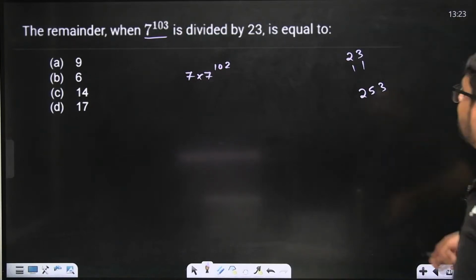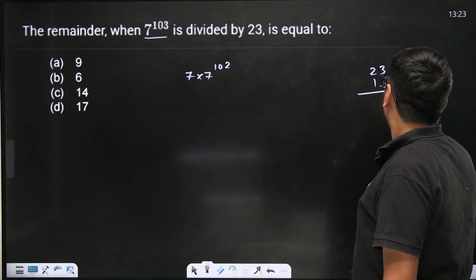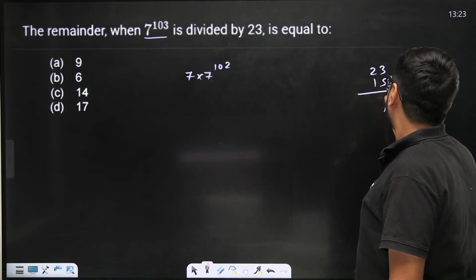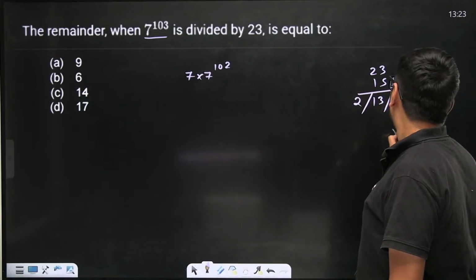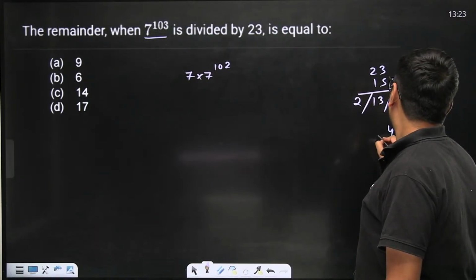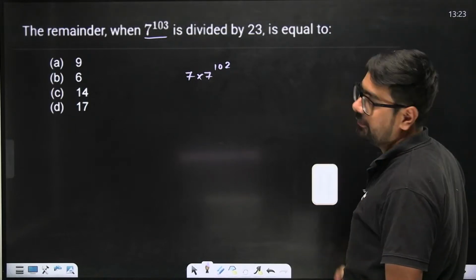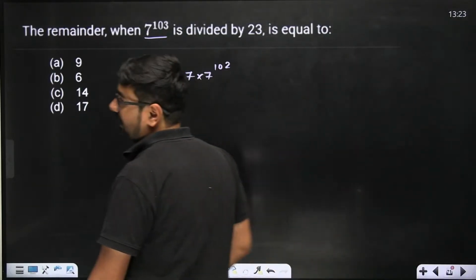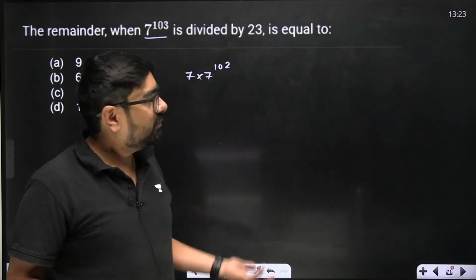But 23 multiplied with 15. Let's check 23 multiplied with 15. 15, 10 plus 3, 13. And this will become 2. So 5, 4 and this will become 345. 23 into 15 is 345. And 343 and 345, let's work with that only.